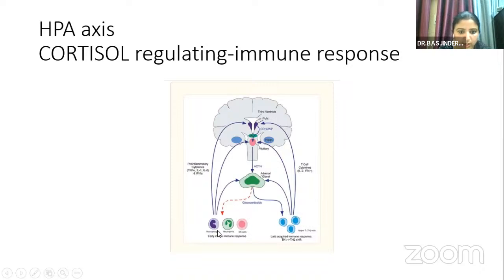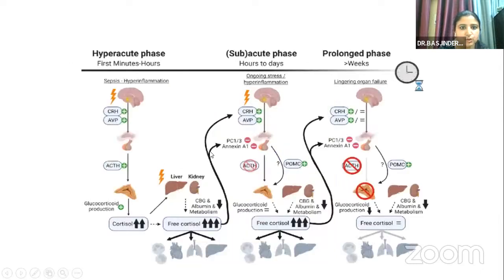But at the level of the innate immune response, which is a generalized response, there is negative inhibition. The glucocorticoids tend to decrease the release of pro-inflammatory biomarkers and increase the anti-inflammatory biomarkers. So it inhibits the stimulation of these biomarkers or cytokines, and inhibits the cytokine storm. Now the HPA axis, the hypothalamus pituitary adrenal axis, in different phases of critical illness.